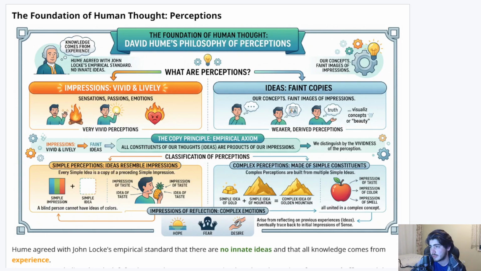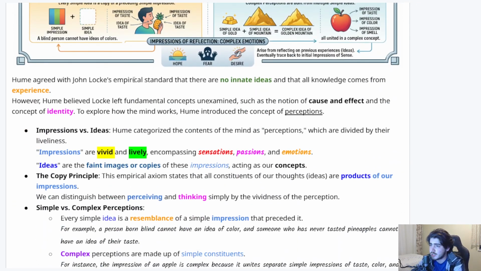Down to the last one, this one being Hume. Hume seems to be quite confusing to me, but it's actually quite simple, as far as I've understood. So basically, he agrees with John Locke's empirical standard that there are no innate ideas and all knowledge comes from experience. But he says that Locke left fundamental concepts unexamined, such as cause and effect or the concept of identity.